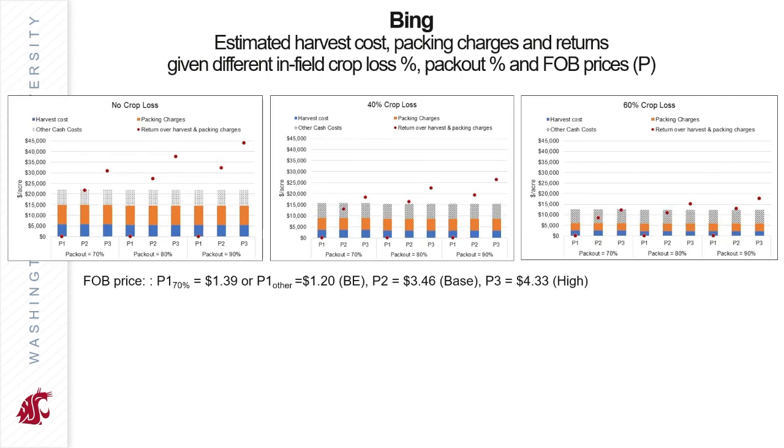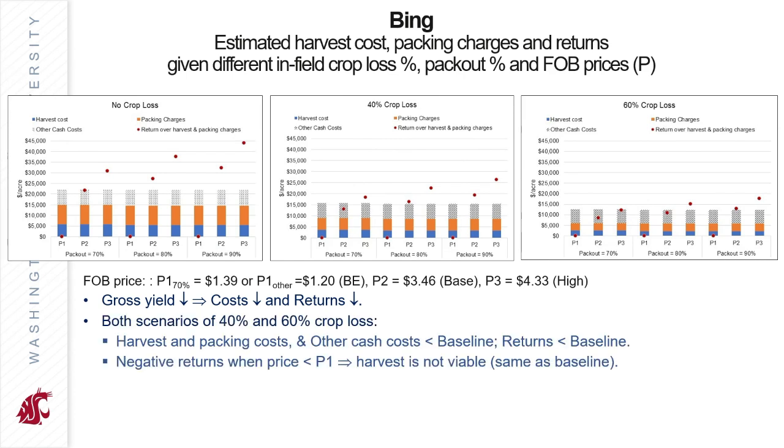We conducted the same analysis for Bing cherries, and we have similar results, which I'll show as soon as I figure. Okay, there you go. Same relationship between gross yield and costs and returns as in Chelan. And in both crop loss scenarios, we found the same thing as the case in Chelan regarding costs and returns being lower than the baseline when crop loss increases. And again, harvest is not viable when the market price is below break even.